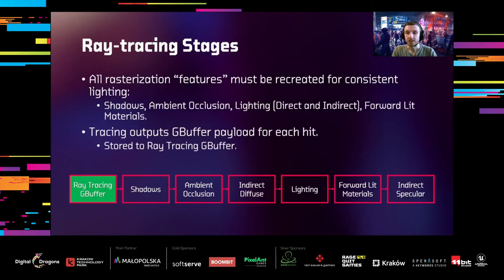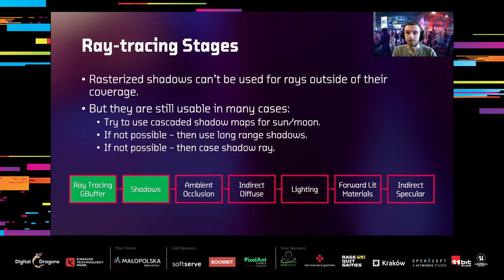The Uber shader shades the hit position and returns a payload value, which contains values in the format of the G-buffer. A dedicated RT G-buffer is used, which has the same set of layers as the main G-buffer. Next, the RT G-buffer is used as an input for the RT lighting pipeline stages. And to achieve the lighting consistency goal, almost all features of the rasterization lighting pipeline were recreated.